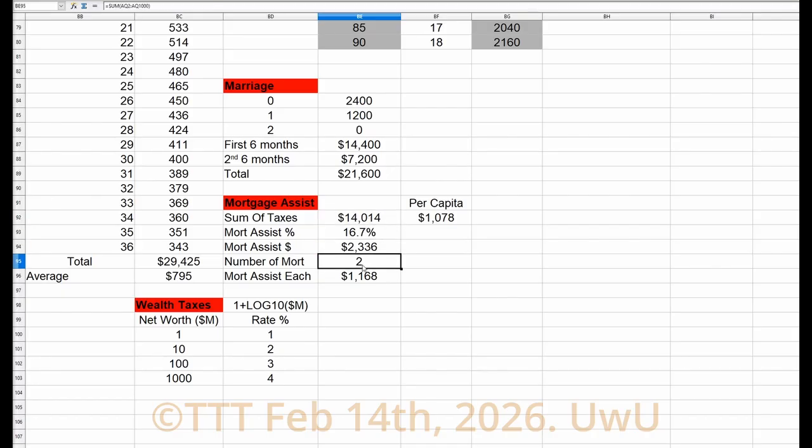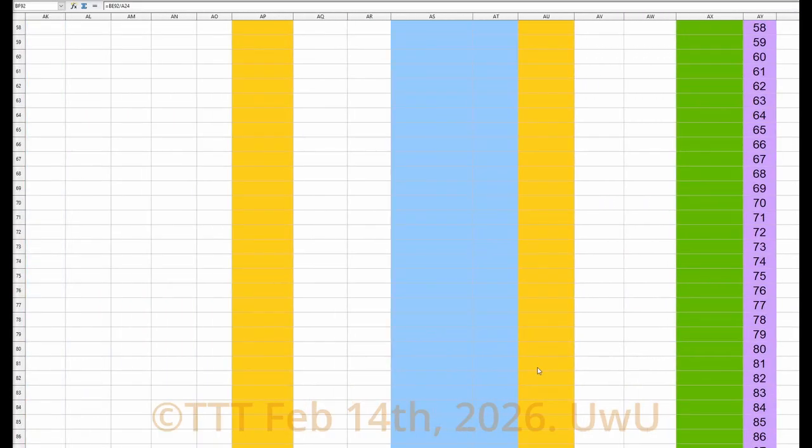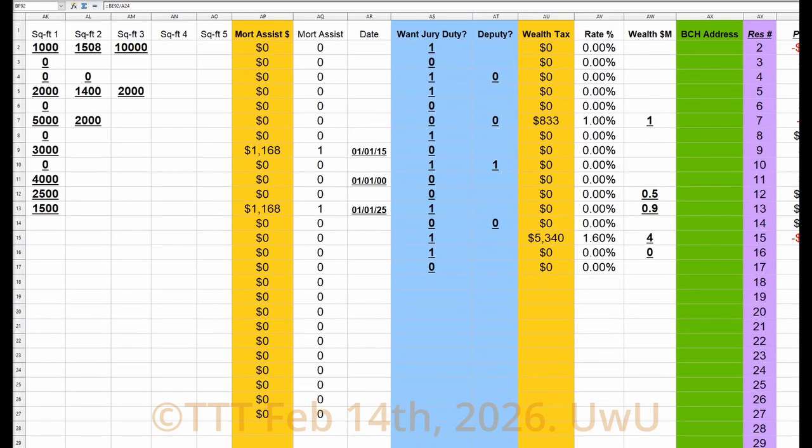And then we have 2 mortgage assists. I'll show you that in a second. Divide by 2. This is $1,100, almost $1,200 a month. This is our per capita taxes too. This is like perfect compared to the estimates we had in the budget, in the example budget. Almost perfect. I can't believe it.